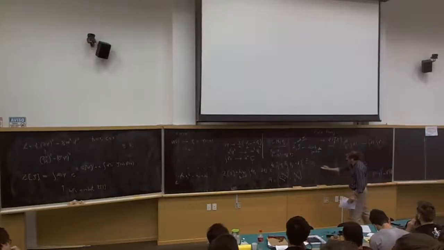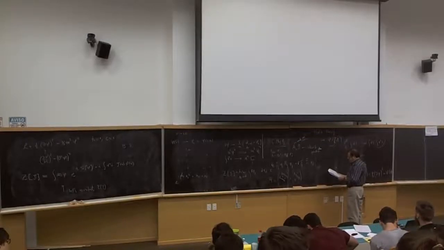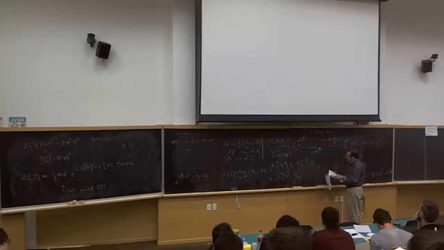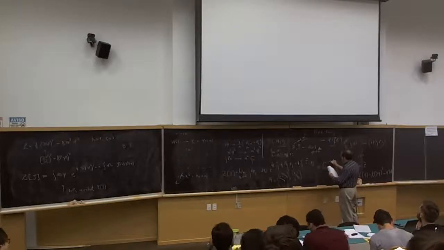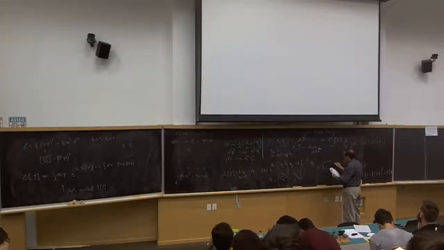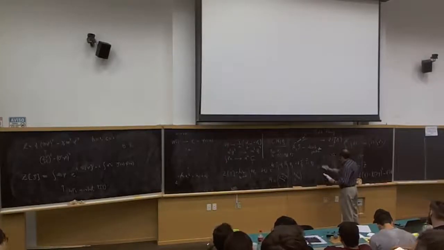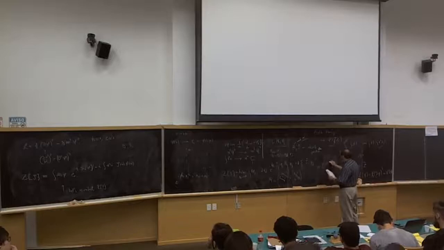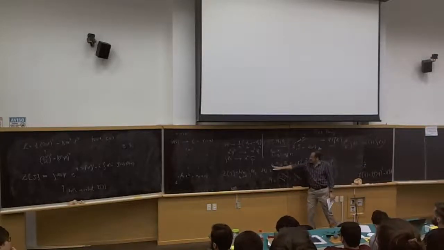The details you can find elsewhere. The answer is minus 2 pi i to the n over 2, determinant of M. Where is the i coming from? Because of the i here.